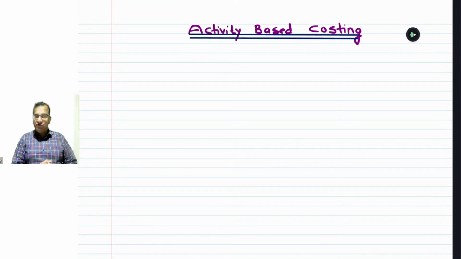Okay, so this is a technique exclusively for recovery of indirect cost. Activity-based costing doesn't deal with the direct element. It's a technique only and only for the indirect cost. So first, write down: it's a modern approach for recovery of overhead.